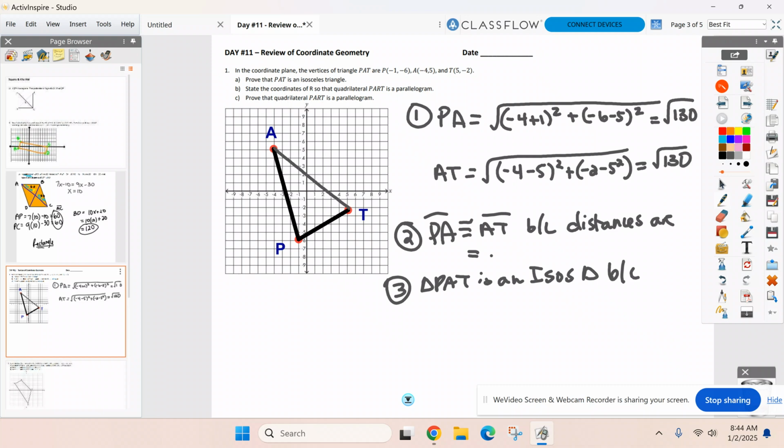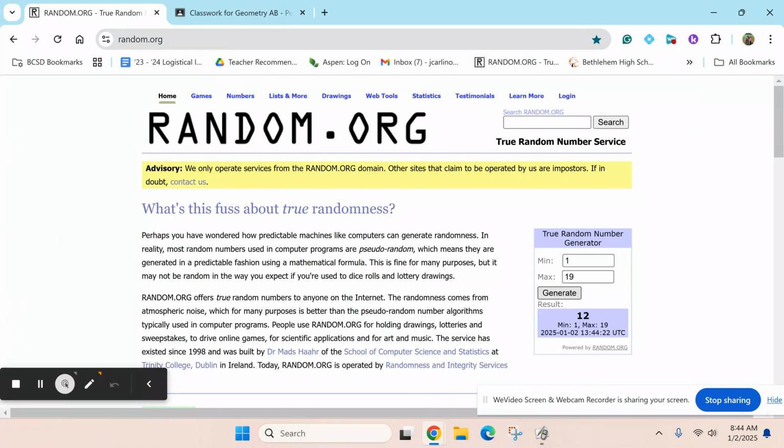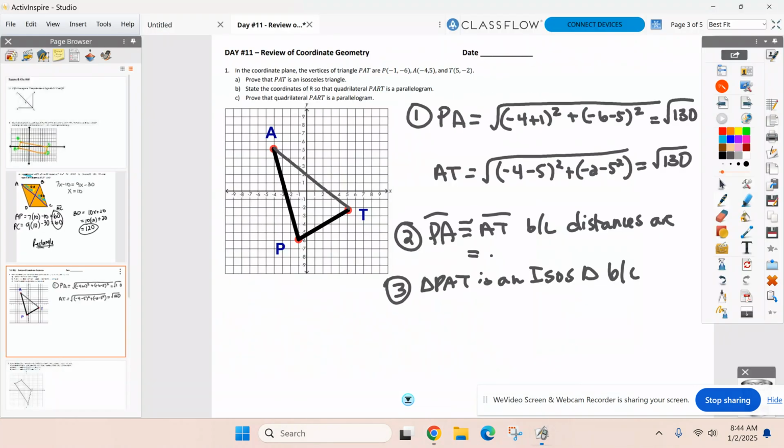Just tell me why now. How do we know? How do we know it's isosceles? What did we just show? Hayden, back to you. Two sides. Yep. There's two sides are congruent. Questions proving it's isosceles before we get to the main part?